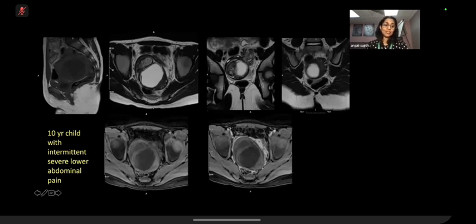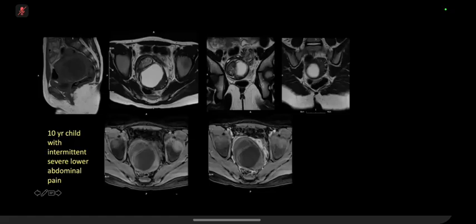Yeah, this is a 10-year-old child with intermittent severe lower abdominal pain. Describe the findings. Okay, I can see large complex cystic lesion centered in the pelvis of low signal intensity on T1, of high signal intensity on T2. I can see the ovary with small follicles is stretched around the lesion. Good. So it is mostly of an ovarian origin. Good. On the post-contrast images, I can see peripheral enhancement of the ovary itself, but no enhancing solid component.